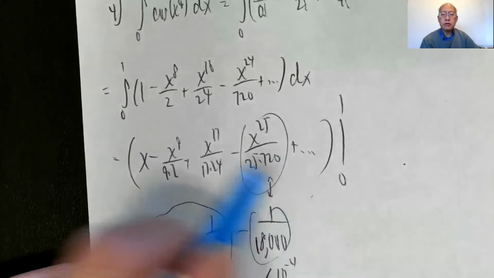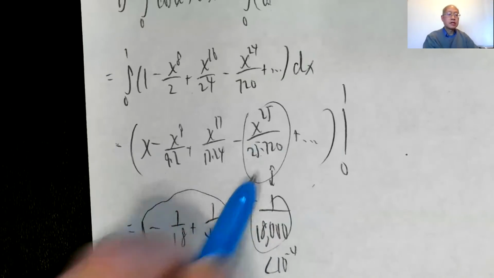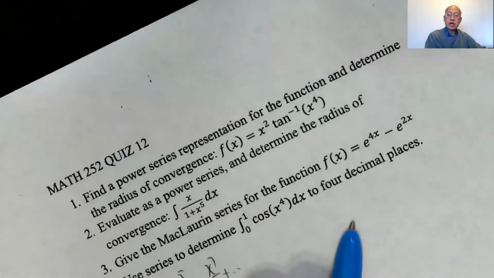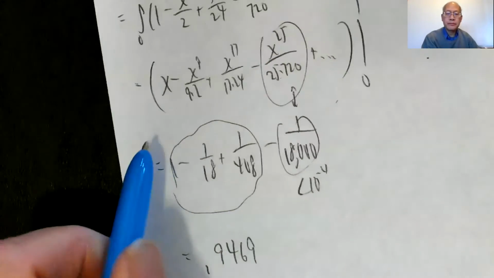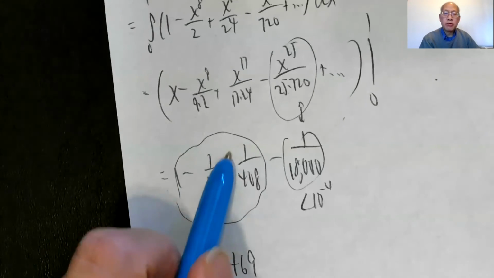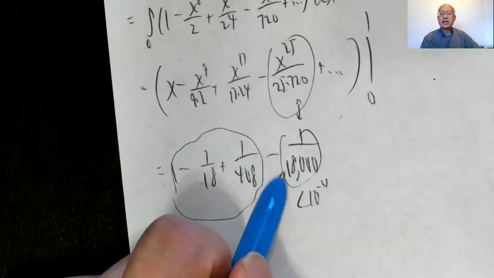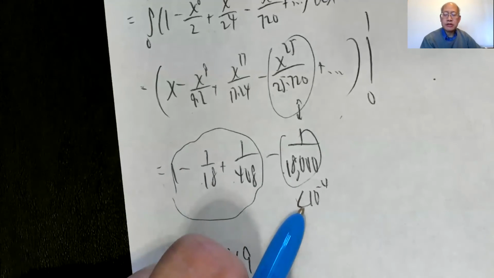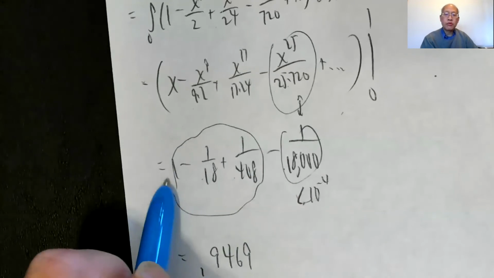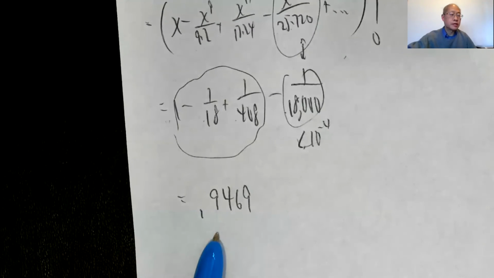Plug in 0, you get 0. Plug in 1, this is already giving me less than 10 to the minus 4 since we were asked for 4 decimal places, or 0.0001. 1 minus 1/18 plus 1 over 408 minus 1 over 25 times 720, which is 18,000. That's less than 10 to the minus 4, which is 1 over 10,000. So I just add 1 minus 1/18 plus 1 over 408, 0.9469. So that's the solution to quiz 12.